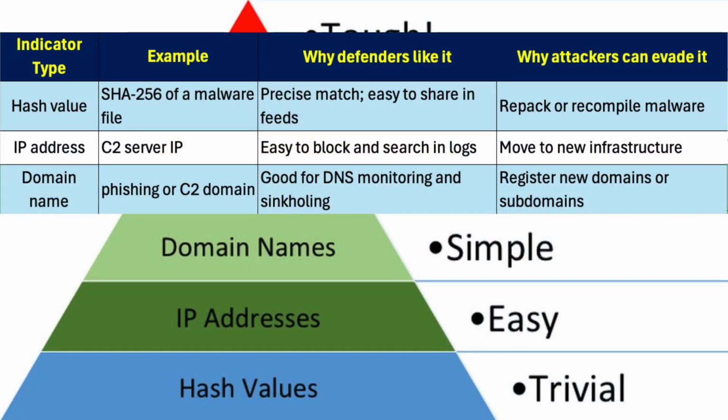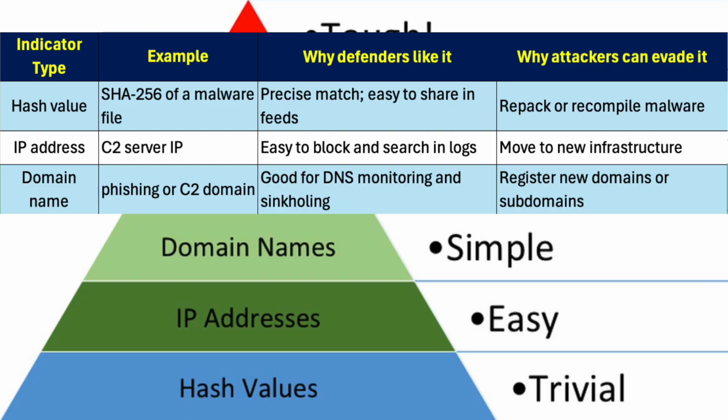These lower pyramid indicators are popular for good reasons. They are easy to understand, easy to automate, and easy to distribute through security tools. A malicious hash can be loaded into antivirus or EDR. A bad IP can be blocked at a firewall. A suspicious domain can be searched in DNS logs or denied at a secure web gateway. In an active incident, that speed matters.